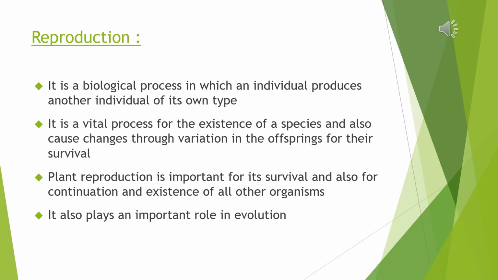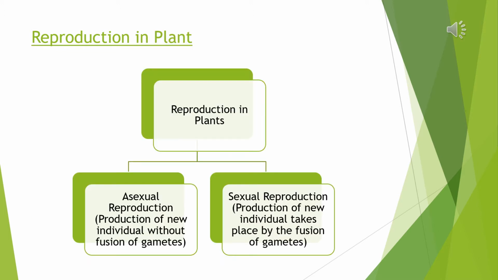It plays an important role in evolution. Evolution means gradual development of an organism from a simpler to a more complex form. In this lesson, you are going to learn a detailed study about reproduction in plants. So basically, reproduction is divided into two major categories: asexual reproduction and sexual reproduction.